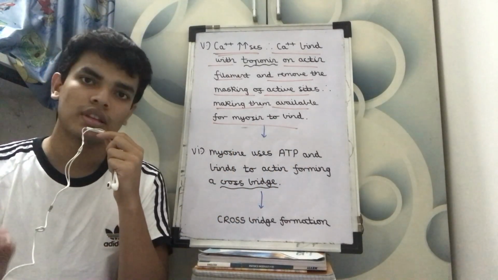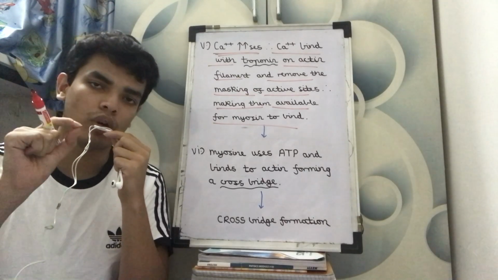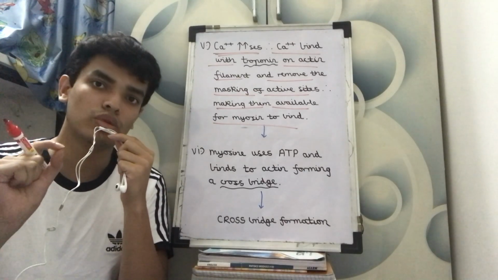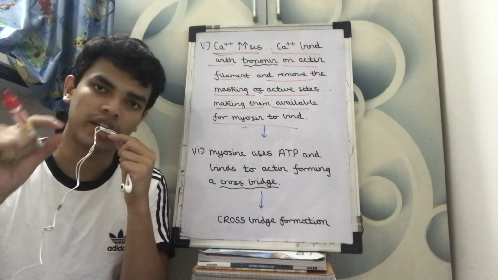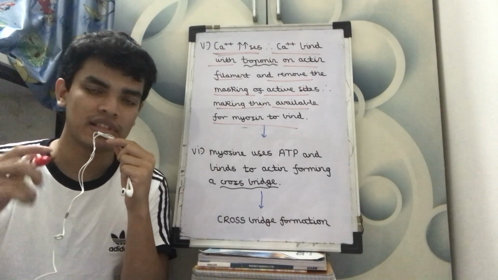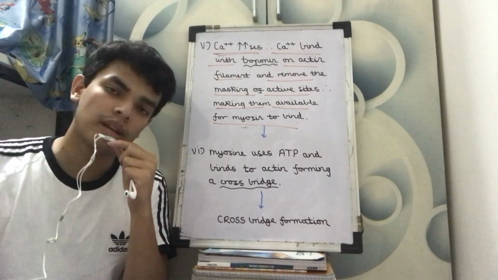So what happens on troponin? The Ca comes into the sarcolemma, and what they do is go and attach to the troponin. We read in the structure that actin has small proteins called troponin. So the Ca goes and attaches on troponin, and it removes the masking site.